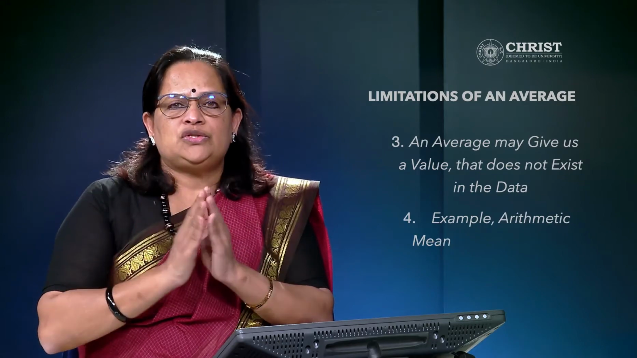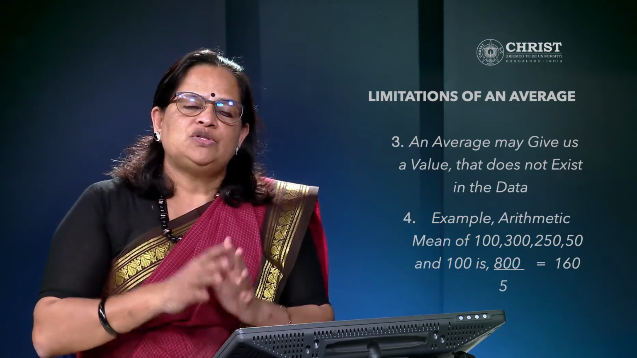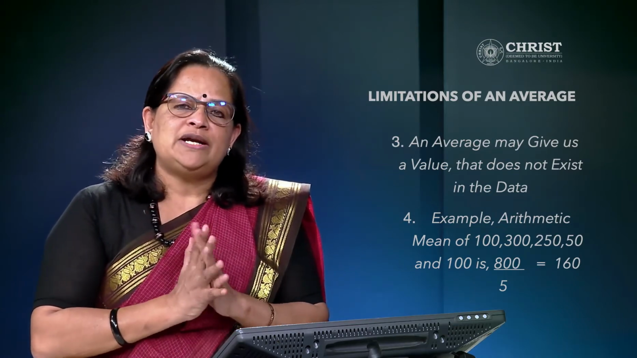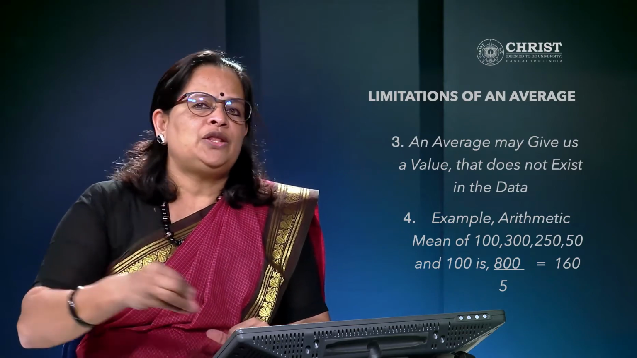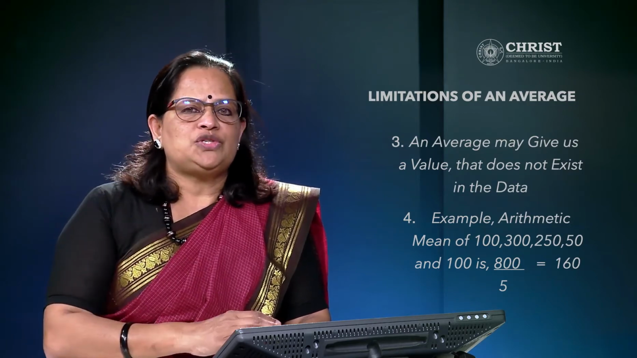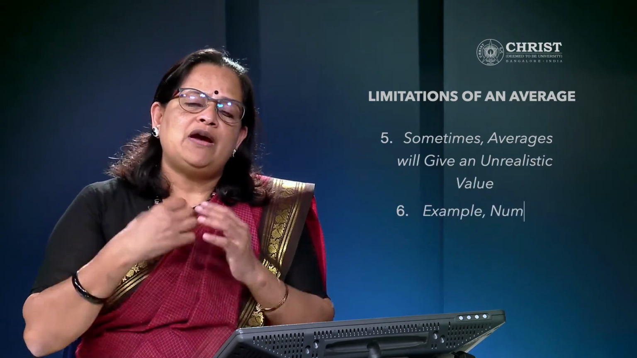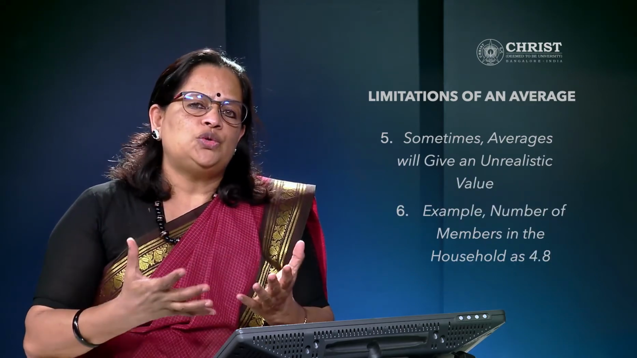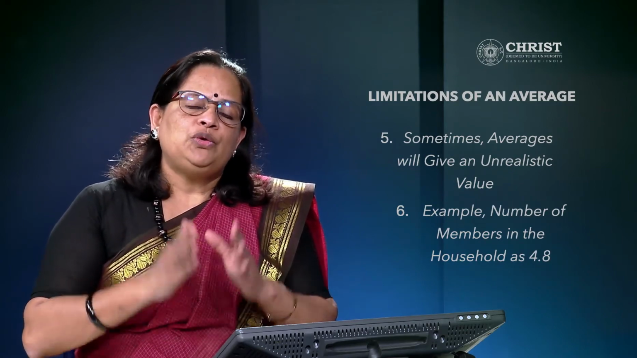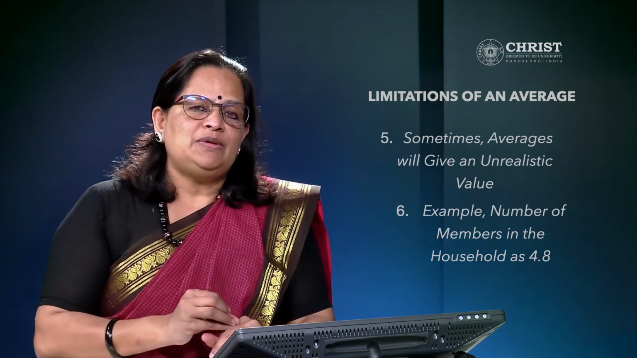Third, an average may give us a value that does not exist in the data. For example, if you take the values 100, 300, 250, 50 and 100, the total is 800. Dividing 800 by 5, you get 160, but the value 160 is not in the observations. So this is another limitation: we may get an average which is not there in the distribution. Next, an average may give an unrealistic value. For example, if the average number of members in a household is 4.8, we know that human beings cannot be in fractions; only exact values are possible. This is another limitation.